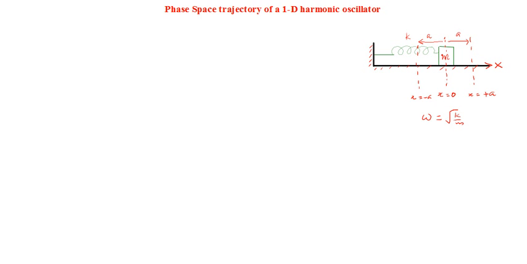Now what I'm doing is considering the total energy of this particular simple harmonic oscillator. This harmonic oscillator is having an interconversion of kinetic energy into potential energy and vice versa. So the total energy of this harmonic oscillator.